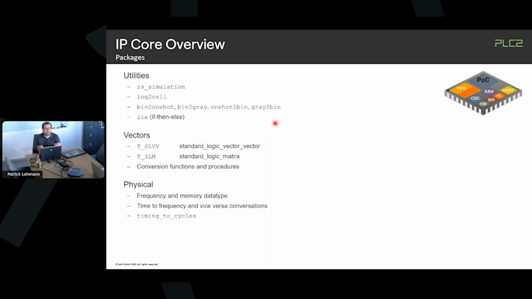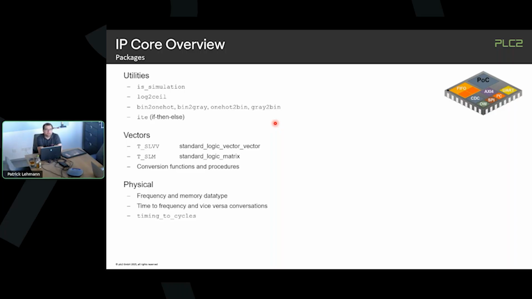And finally, for the discussion of packages, we have a physical package. Maybe you're familiar with VHDL, that there's only one predefined physical data type called time. We made further implementations, so there's a memory data type and a frequency data type. And with the frequency data type, we have conversion functions between time and frequency. And you can have all these calculations based in either frequency domain or time domain.